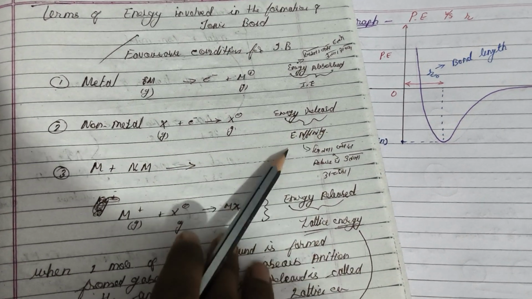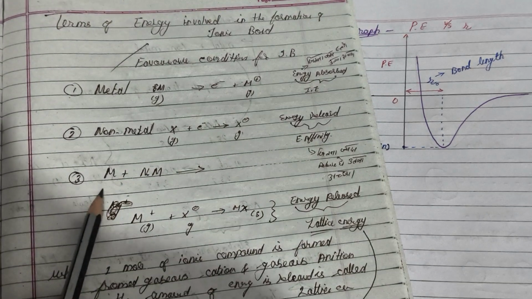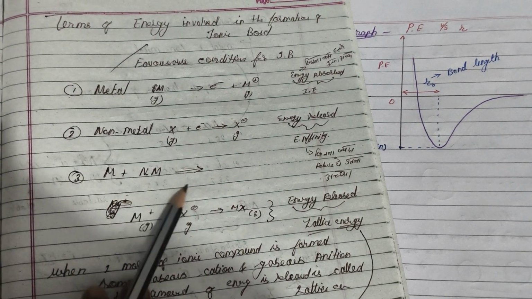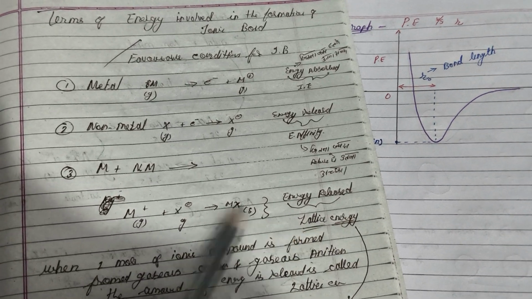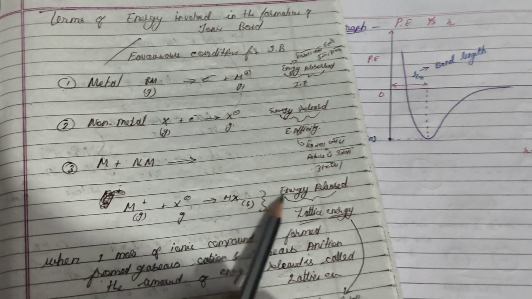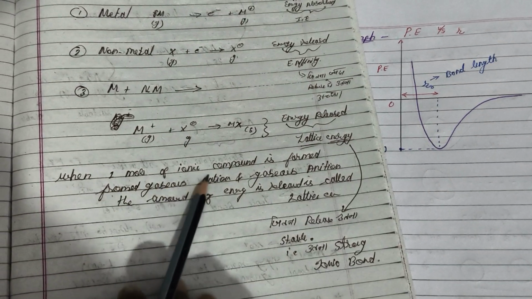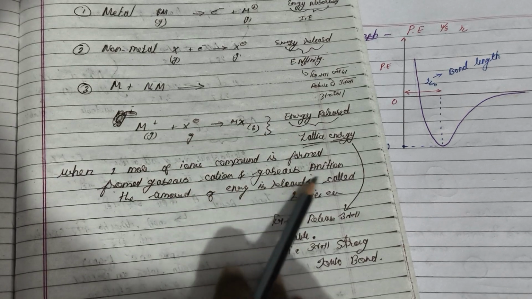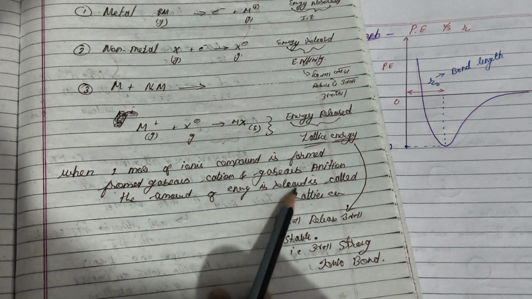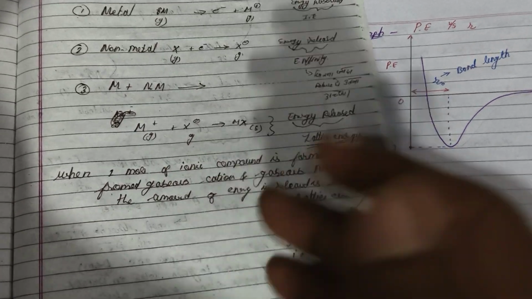For the non-metal, energy is released, known as electron affinity. Metal plus non-metal forms the compound and energy is released; this is called lattice energy. When 1 mole of an ionic compound is formed from gaseous cation and gaseous anion, the amount of energy released is called lattice energy.